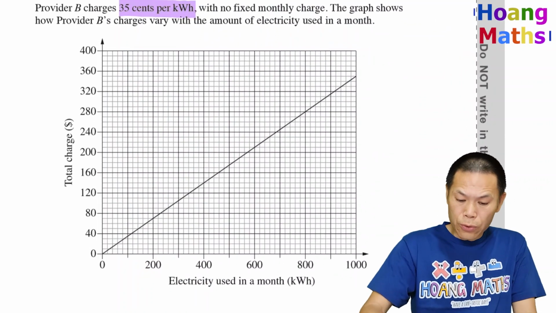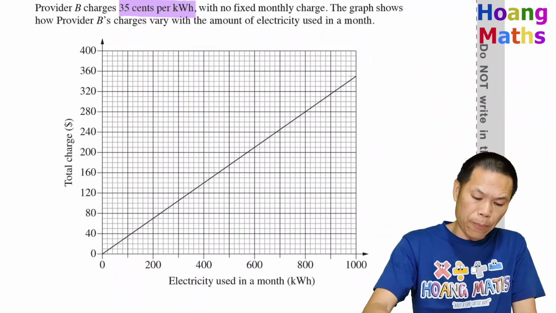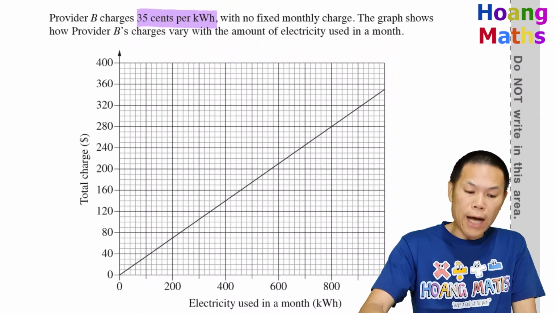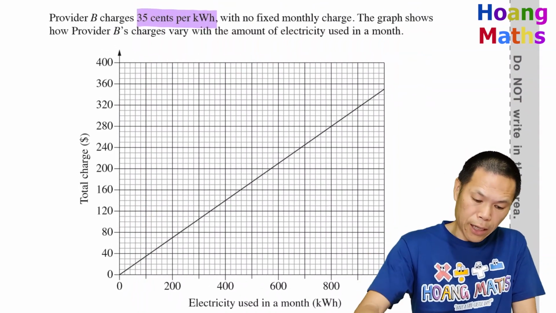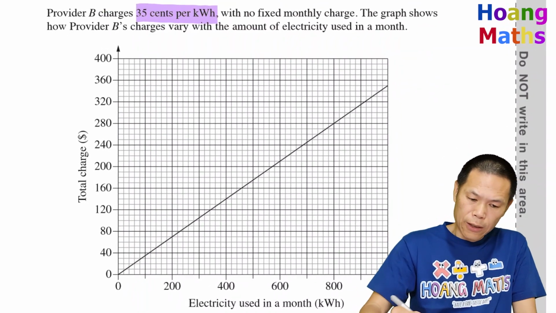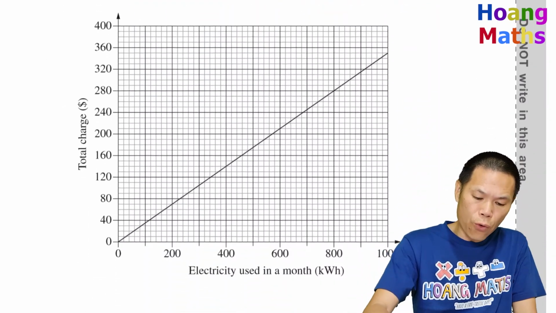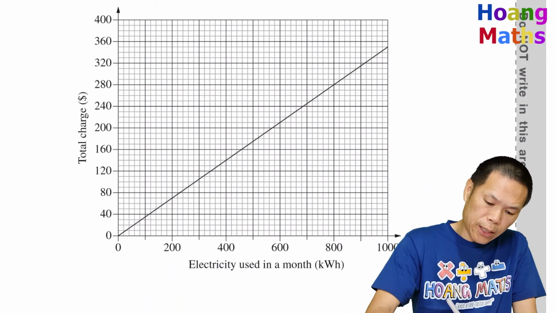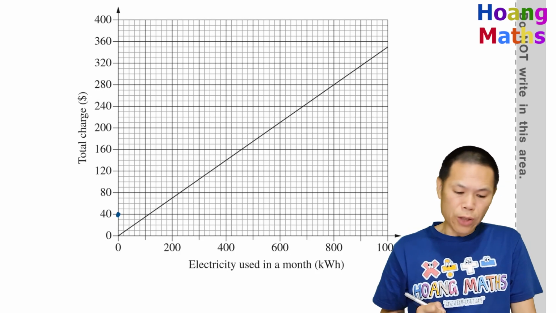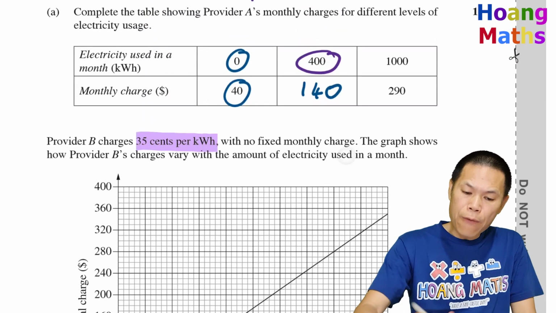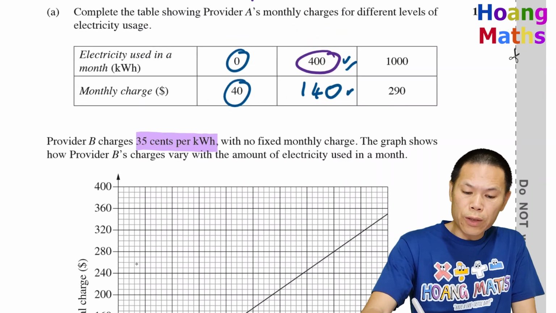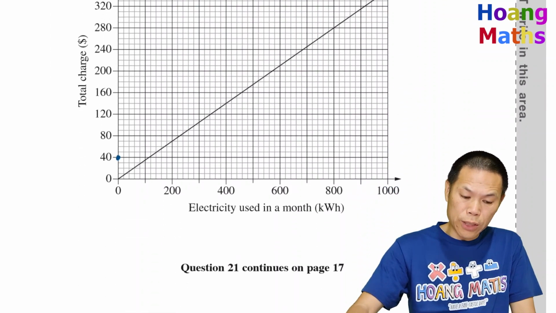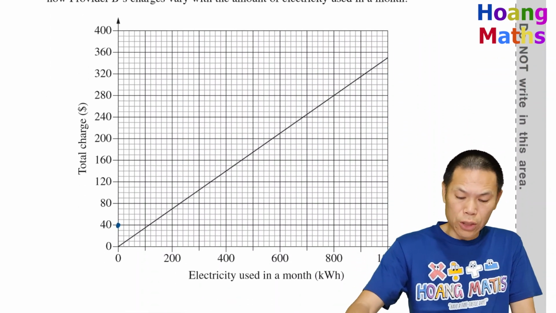The horizontal axis is kilowatt hour, and the vertical axis is the fees, the total charge if you like. We look at the table, 0, 40. So 0, 40 is here. There you go. And then we have 400, so therefore it will be 140 for the fees or the charge.